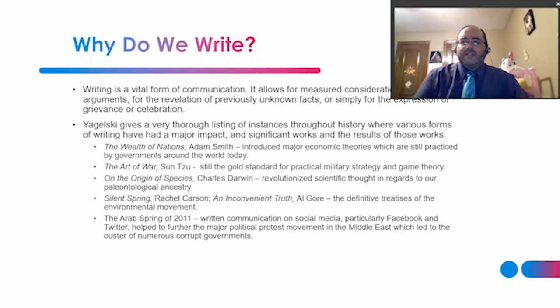An Inconvenient Truth is mainly dealing with how humans have created climate change through carbon emissions and the greenhouse effect. These are both definitive treatises of the environmental movement. They have become hugely influential. The last one here is kind of more modern.